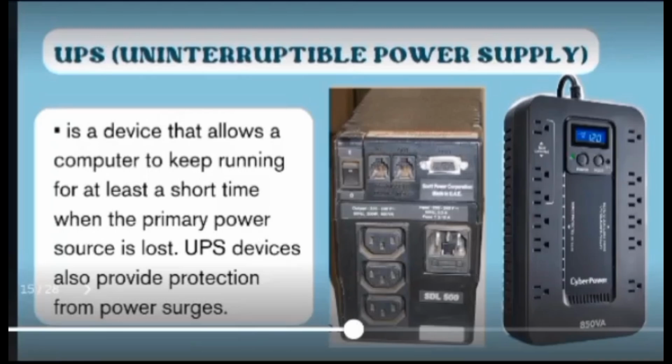Next, we have UPS or uninterruptible power supply. So, this is a device that allows a computer to keep running for at least a short time when the primary power source is lost. UPS devices also provide protection from power surges. So, this is a device that has a built-in battery. So, if the main power goes out or there is a blackout, the UPS gives your computer power for a short time so you can save your work and safely shut it down. It also protects against power surges.